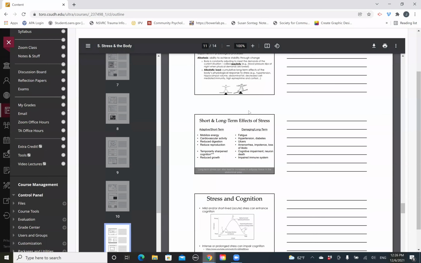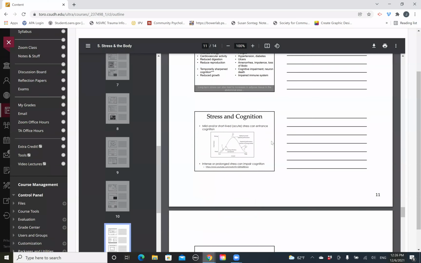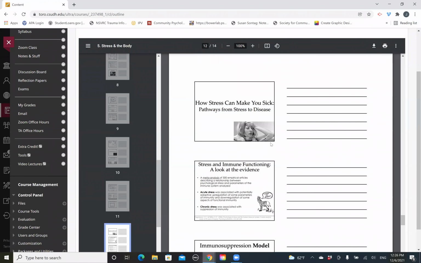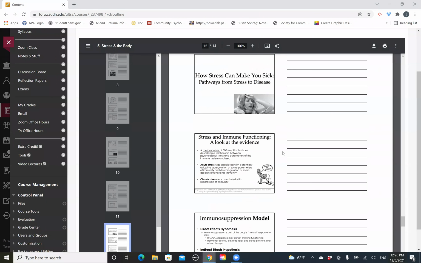But over the long time, the long-term effects, right? It's going to make you exhausted. It's going to give you hypertension and diabetes, ulcers, and that reduced reproduction is amenorrhea, impotence, loss of libido, cognitive impairment, neuron death, impaired immune system. And so these long-term exposures to stressors, again, negative and positive, really impact your physical health.